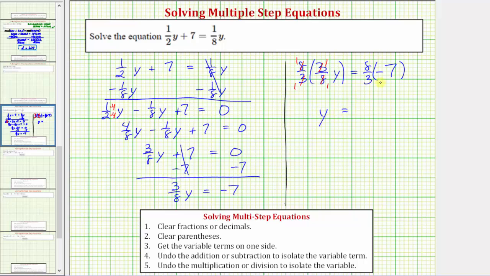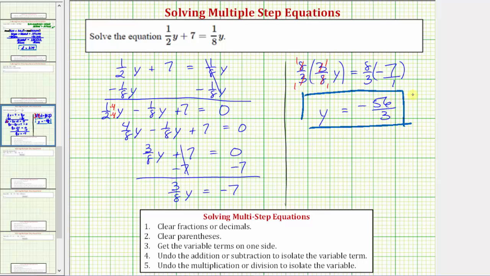On the right side, we have 8/3 times negative 7. If it's helpful, negative 7 as a fraction would have a denominator of 1. Nothing simplifies, so we multiply the numerators and denominators. 8 times negative 7 is negative 56, and 3 times 1 is 3. Our solution is y equals negative 56/3. And this is in simplest form because the only common factor between 56 and 3 is 1.